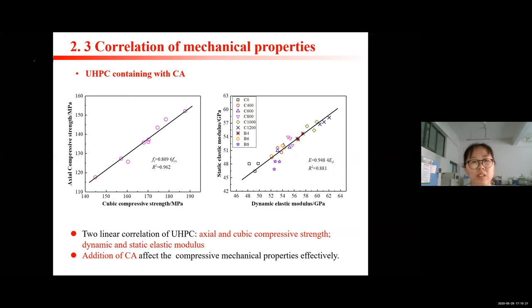And then we can get two correlations of mechanical properties. The relation between the cubic and axial compressive strengths was established. Meanwhile, there is also a relationship between the dynamic and static elastic modulus. Previous studies have shown that the static modulus without coarse aggregate is about 19% of the dynamic modulus, which is more than the correlation of UHPC with aggregate in this study. This may be because the coarse aggregate has an effect on the relationship between the static and dynamic elastic modulus.